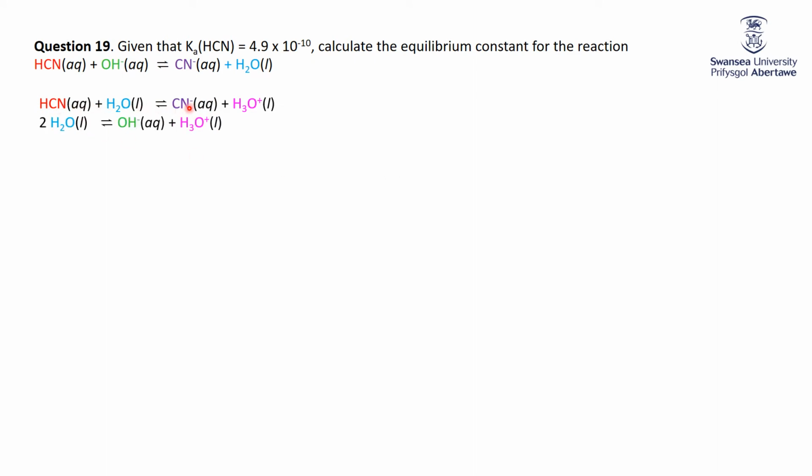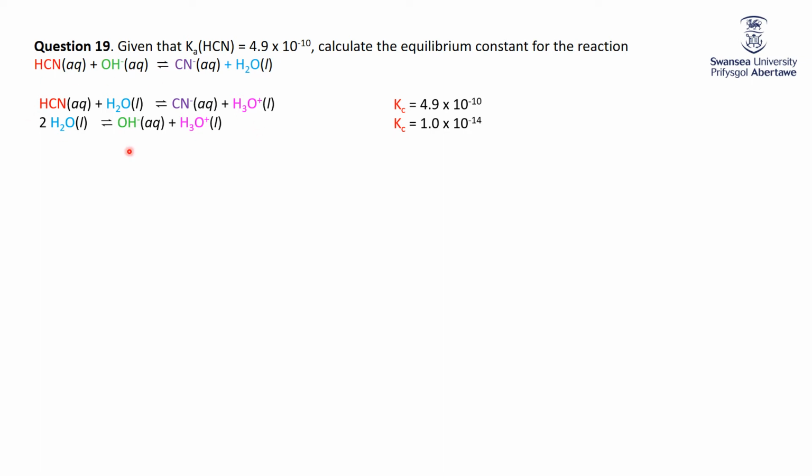HCN plus H2O goes to CN minus plus H3O plus. That's the Ka. We know that's 4.9 times 10 to the minus 9. And in any aqueous solution, you've got water giving you OH minus and H3O plus. And that's just Kw, which is 1 times 10 to the minus 14.